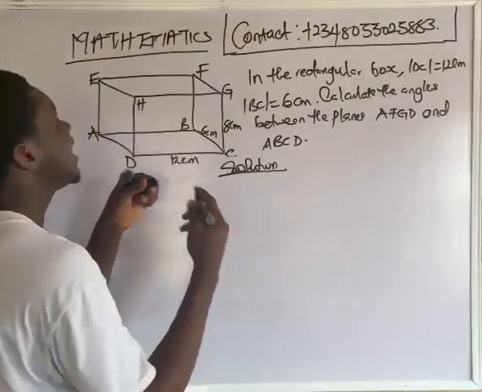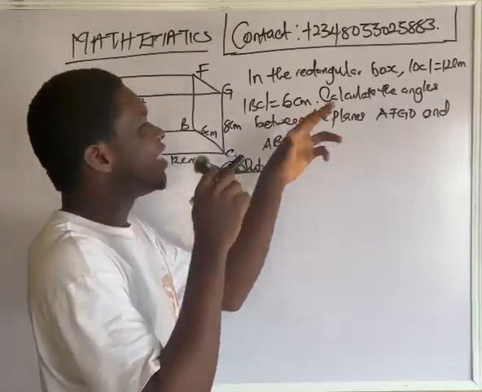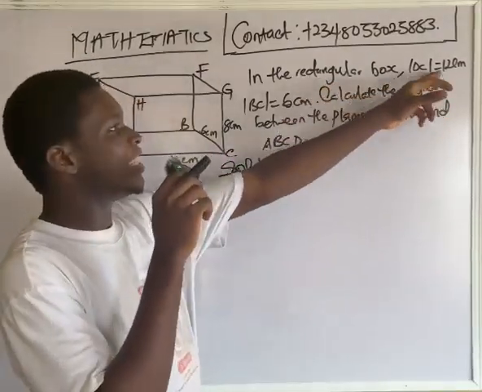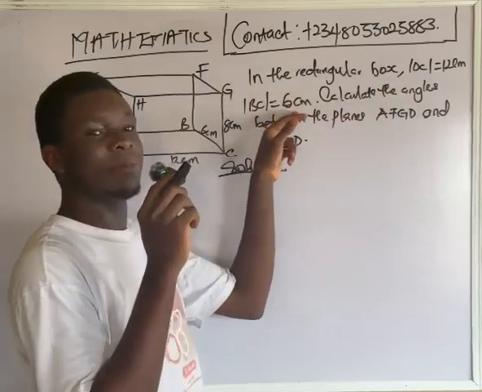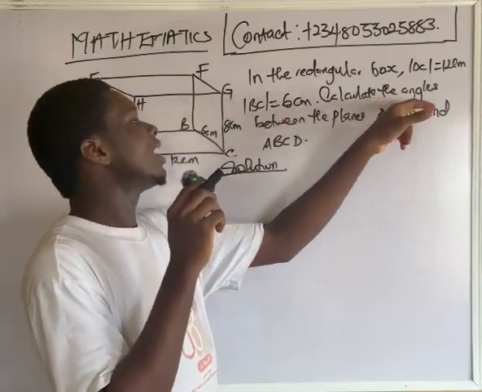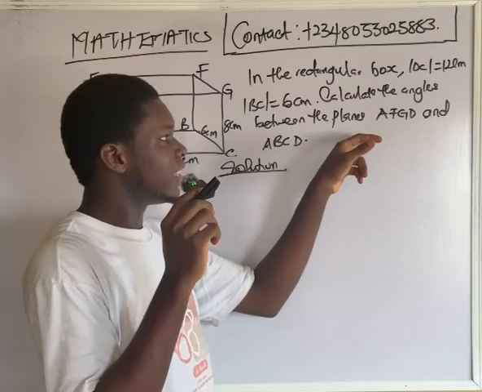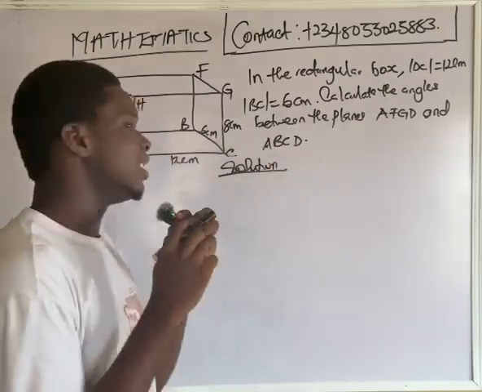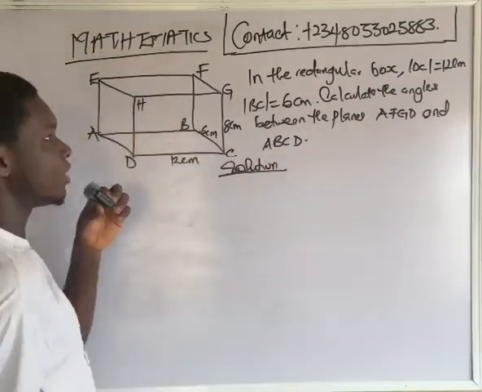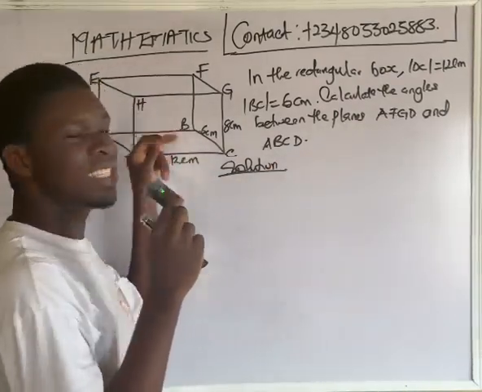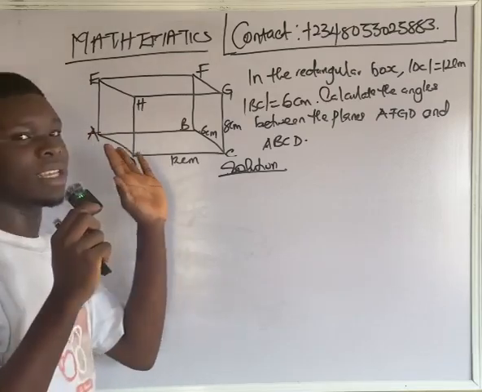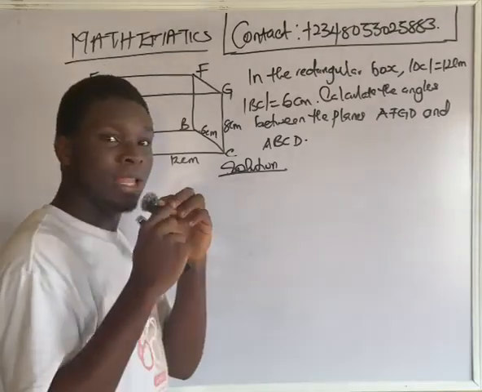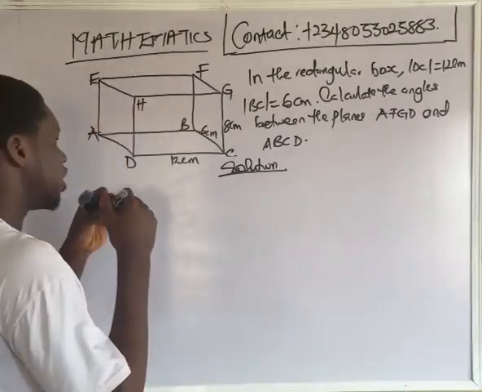Okay, so the question is, in the rectangular box, side DC is equal to 12 centimeter and side BC is equal to 6 centimeter. Calculate the angles between the planes AFGD and ABCD. This is the rectangular box they are talking about, and of course you can see this is a three-dimensional shape: the X, the Y, and the Z axis, and it is known as what? A cuboid. All right. So now moving on.